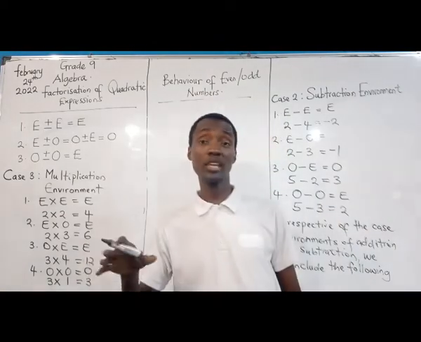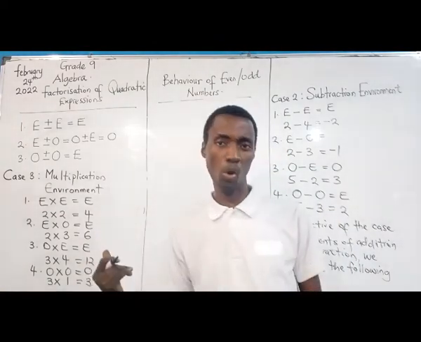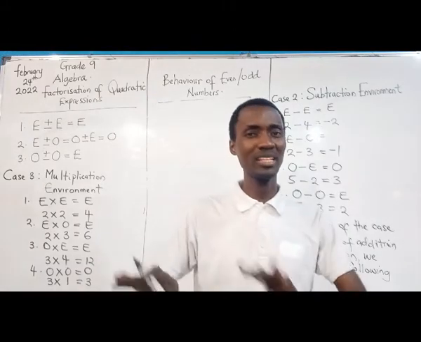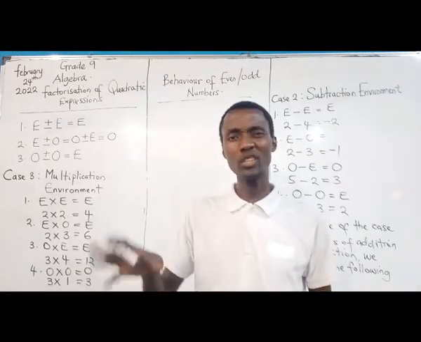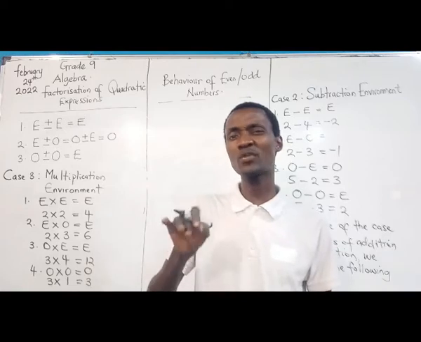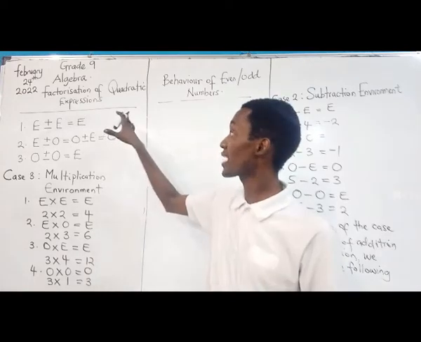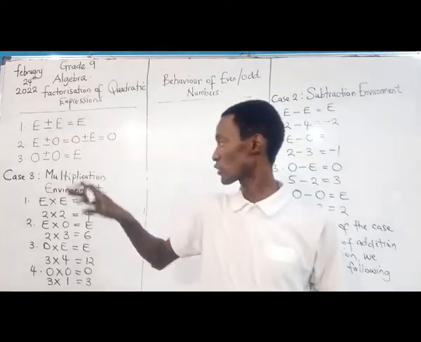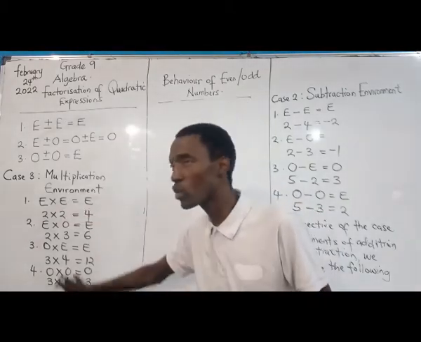So, what then is the conclusion of this exercise? We are not going to treat case 4. Case 4 may not be necessary for our work. Case 4 talks about what? Division. But we're not going to look at division because it impacts very little on the work of quadratic expressions by factorization.